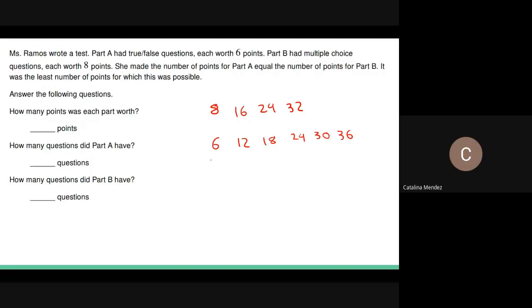Yes, well, look. I think that the 24. Yes, that's right. The 24 is the least common multiple of 8 and 6. But let's try to understand the problem.